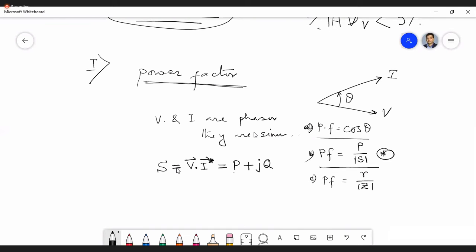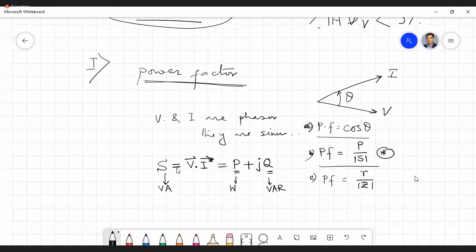And as it is a complex quantity, it will have two parts. It will have two real variables, because complex numbers are a set of two real numbers. So two real variables are there, P and Q. Now P is called the active power and Q is called the reactive power. P has the unit of watt and Q has the unit of volt ampere reactive, whereas S has the unit of volt ampere. So these are the fundamental things that you should know.